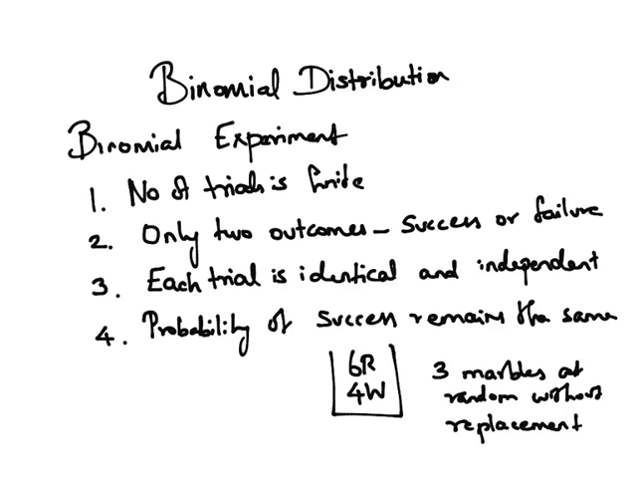Now in this experiment, the first property, the number of trials, is finite, isn't it? You are taking 3 marbles. And the second one, there are only 2 outcomes. Either you will get a red marble or you will not get a red marble, that means you will get a white marble. Now here, if I consider getting a red marble as a success, then the probability of getting a red marble in the first trial will be 6 by 10, isn't it?